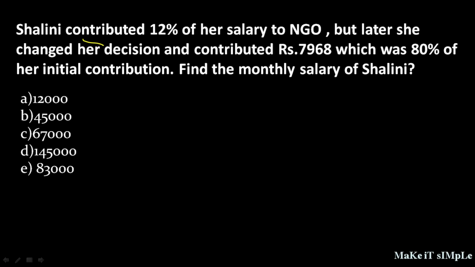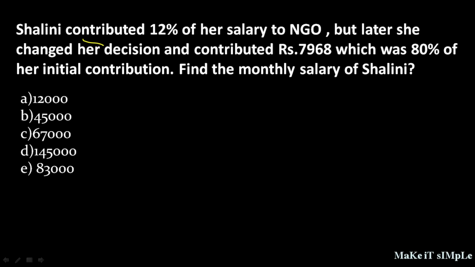Shalini contributed 12% of her salary to an NGO, but later she changed her decision and contributed rupees 7968, which was 80% of her initial contribution. Find the monthly salary. When you read the question in the exam, you just want to understand what they are saying, what you have to find and how we can apply the shortcut. There is no time in the exam to read the question again and again. Just read one or two times and proceed with the problem.